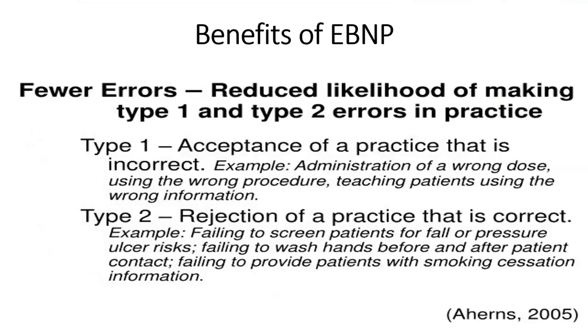So the benefit of evidence-based nursing practice, like there are fewer errors. You can reduce the likelihood of making type 1 and type 2 errors in practice. That is, type 1 error is accepting of practice that is incorrect. For example, administration of wrong dose using the wrong procedure, teaching patient using the wrong information. Type 2 is rejection of practice that is correct. Failing to screen the patient for fall or pressure ulcer risk, or failing to wash hands before and after patient contact, failing to provide patient with smoking cessation information. So with evidence-based nursing practice, you are able to reduce both kinds of errors.